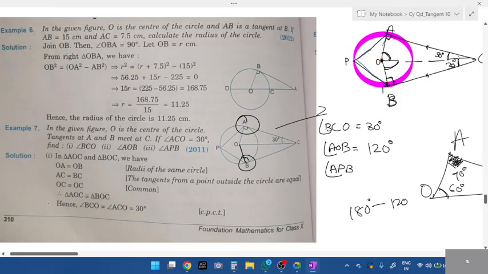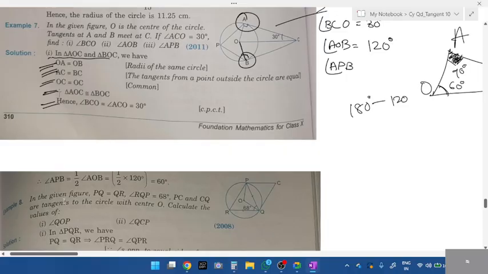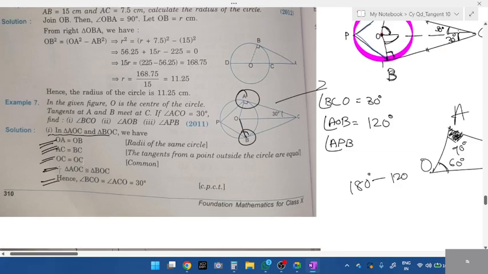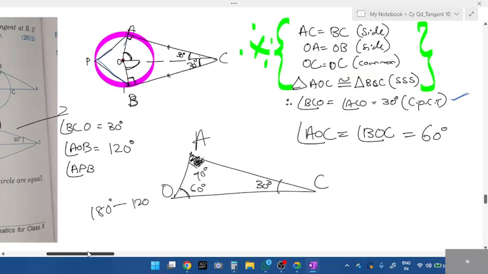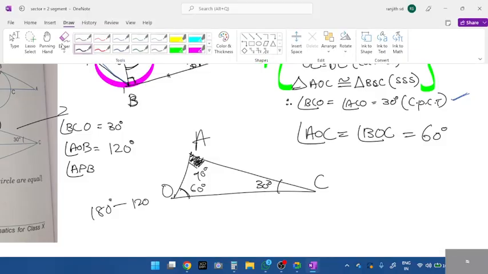It is given in your textbook, page 310. This is how you have to write. In triangle AOC and BOC, I forgot to mention this. Compare both the triangles. All this I have written. Common side, common tangent, radius. Therefore, they are similar. AOC is 30 degrees. And you can see page number 311. They have given the same calculation part. Then quadrilateral. Move to quadrilateral. Find angle AOB. Okay, next.